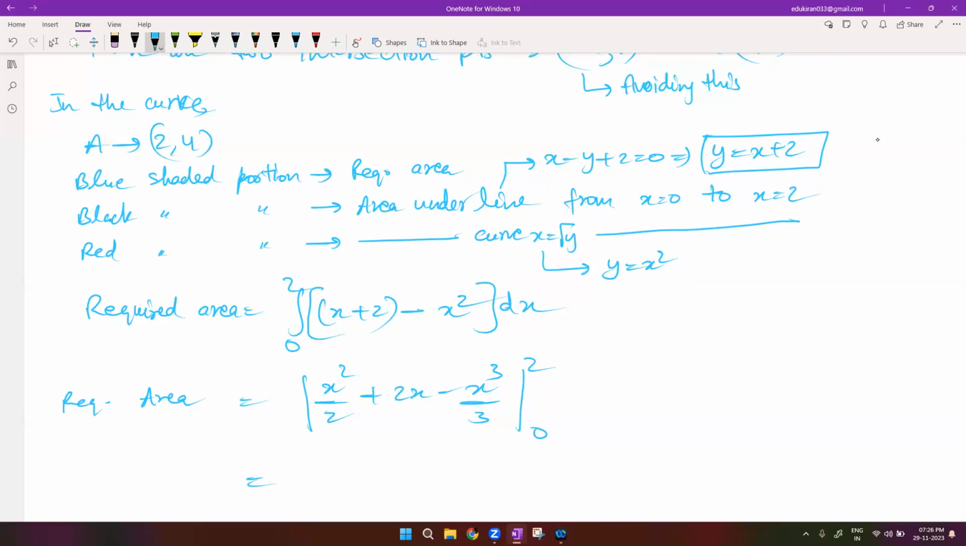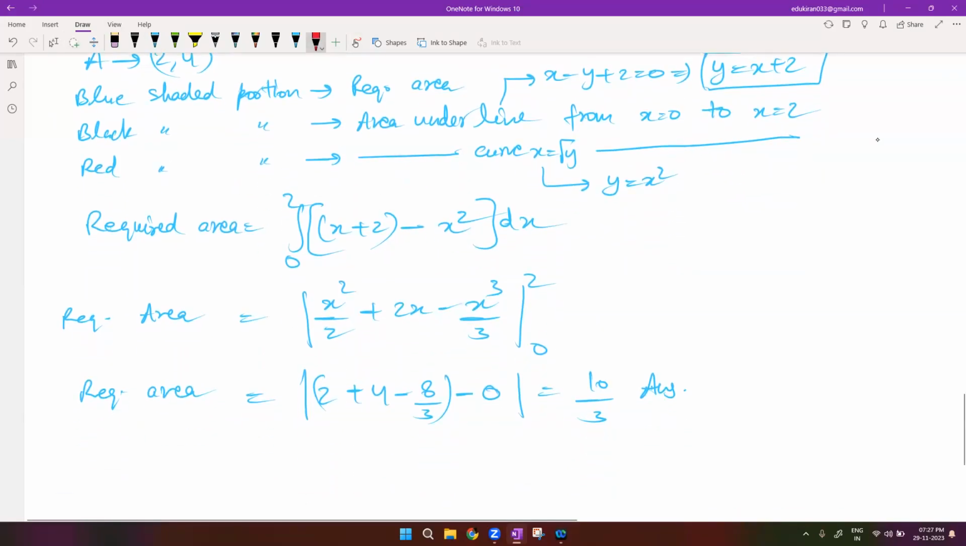So this will be put 2. If you put 2, you get 2 to the 4 by 2 plus 4 minus 8 by 3. This will be your upper limit. Minus, put 0, the whole will be 0. So this value will be 10 by 3. So your required area is 10 by 3.